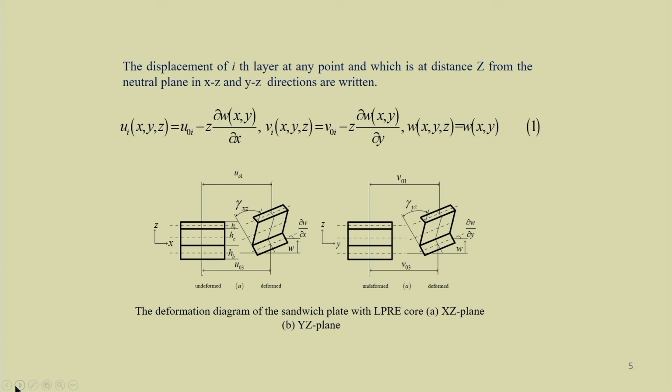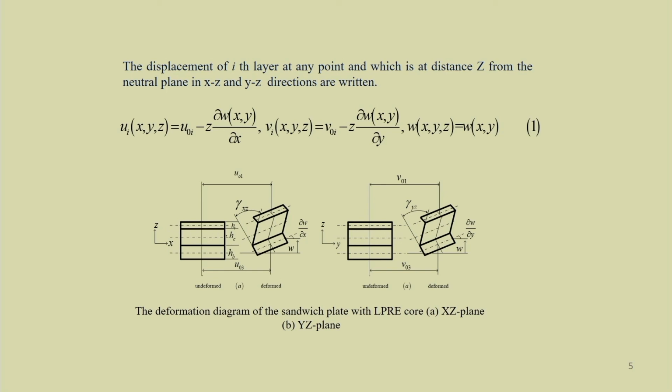So, you can see this is the neutral axis. This is before deformation, that is undeformed, and this is after deformation, that is deformed. You can see this is u03 and here this is v03. So, u in the axial direction and v in the other direction you can take. Here u i you can replace by u0i, that is in the neutral axis, minus z. So, this is the z direction.